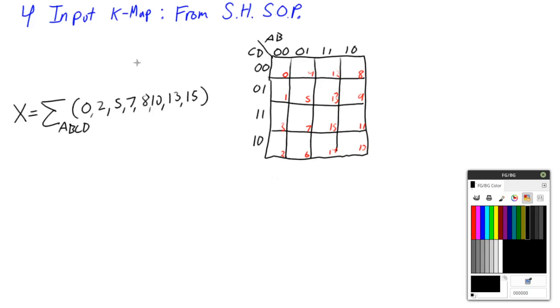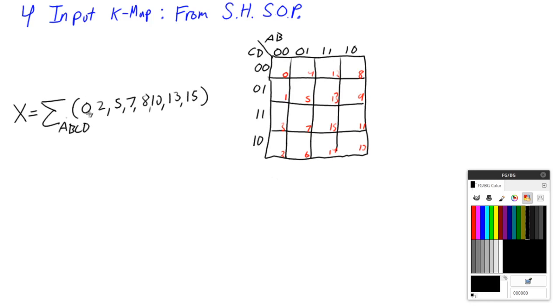Let's take another look at a four-input KMap. This time we're going to be given the function in a little bit more of a succinct form, and that is the shorthand sum of products notation. So remember that this is saying what our output is, x. This sigma is indicating that it's the sum of products. And then A, B, C, D is indicating what our variables are.